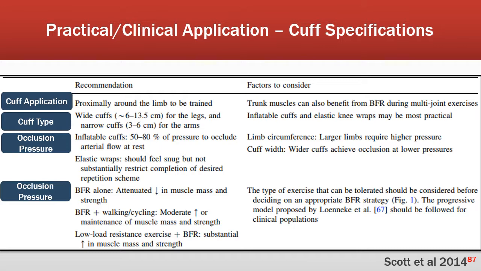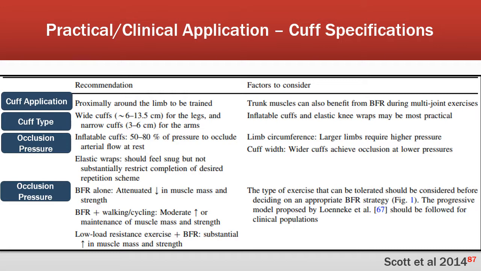So cuff application, proximal around the limb to be trained, right? As close as you can get to the joint line. If you're using a cuff that has a tapered width, you want to use the widest portion and the most occlusive part of the cuff over the said artery. If it's in the upper extremity, that's going to be brachial. If it's in the lower extremity, it's going to be your femoral.